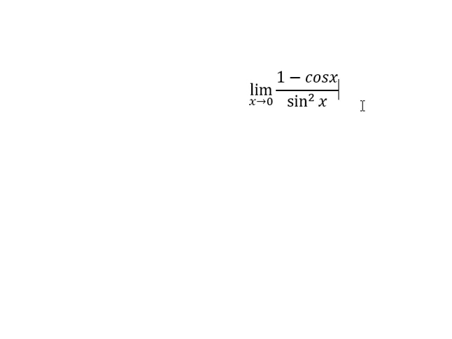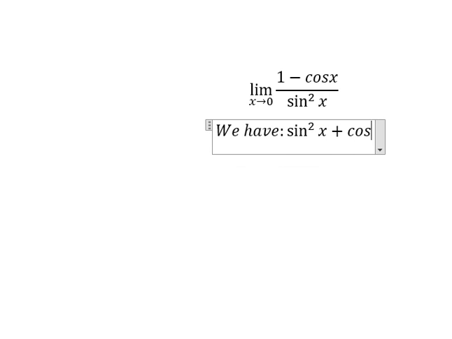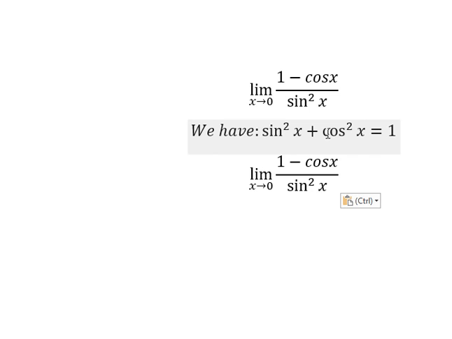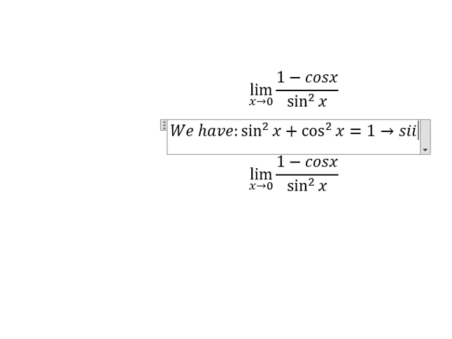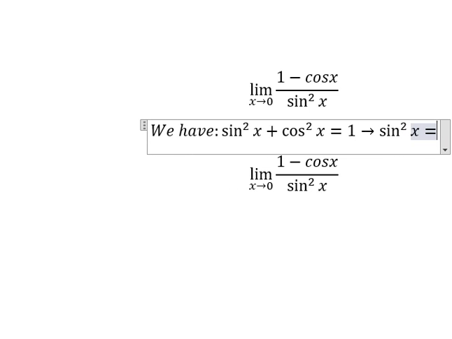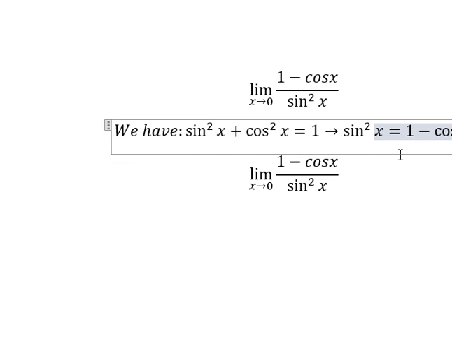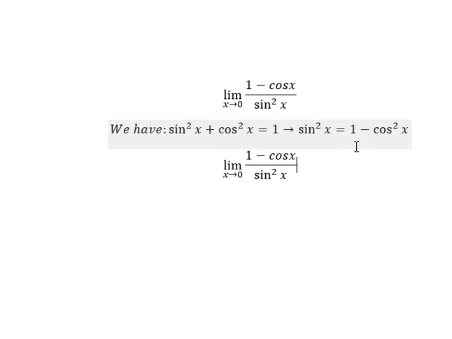About this one, we can apply a trigonometric identity. That's sine s square plus cosine s square equals number 1. So we put cosine s square to the right, and we get 1 minus cosine s square. So we put this one in here.